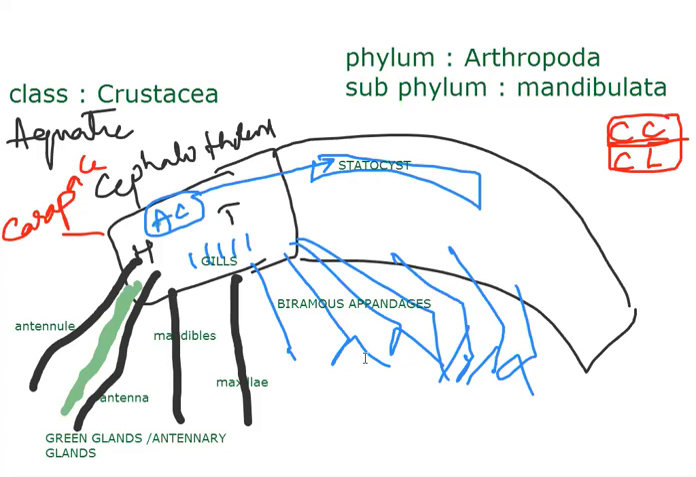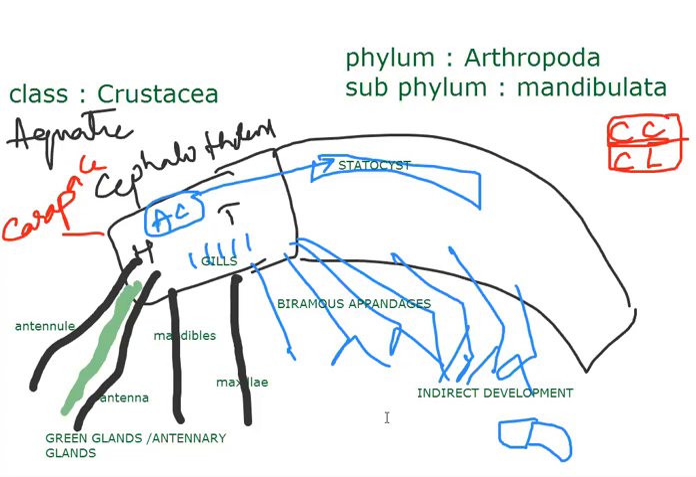Development is indirect, with a larval form. So let me write a small larva-like structure. Indirect development with larval forms. There are so many larval forms like zoea, mysis, metazoea, megalopa, elima, nauplius, metanauplius, likewise. But it does not matter for us; just indirect development with many larval forms.